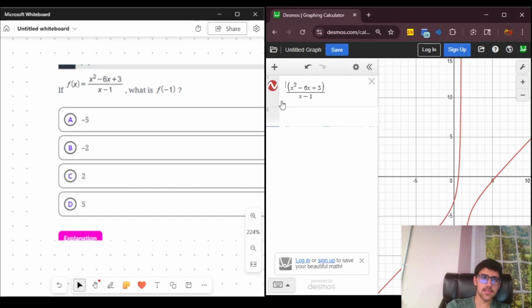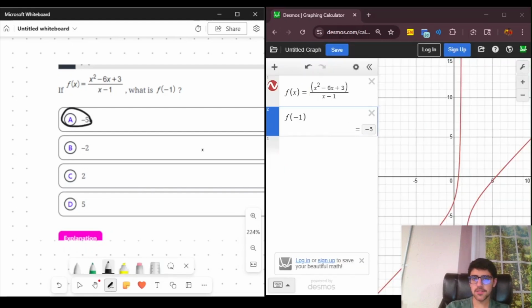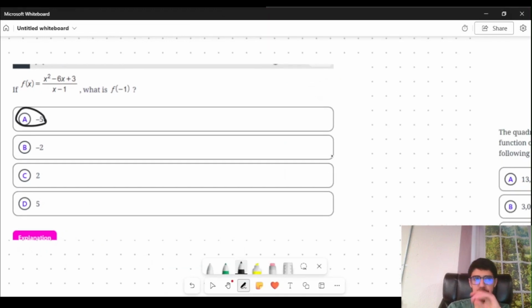Or another way to do it is you write exactly what they give you: f of x equals the equation, then put f of negative 1, and it gives you the answer right here. F of negative 1 is equal to negative 5. And that is it for the first question. The answer is negative 5. As usual, if you have any questions, just let me know in the comments. And let's move on to the next question.